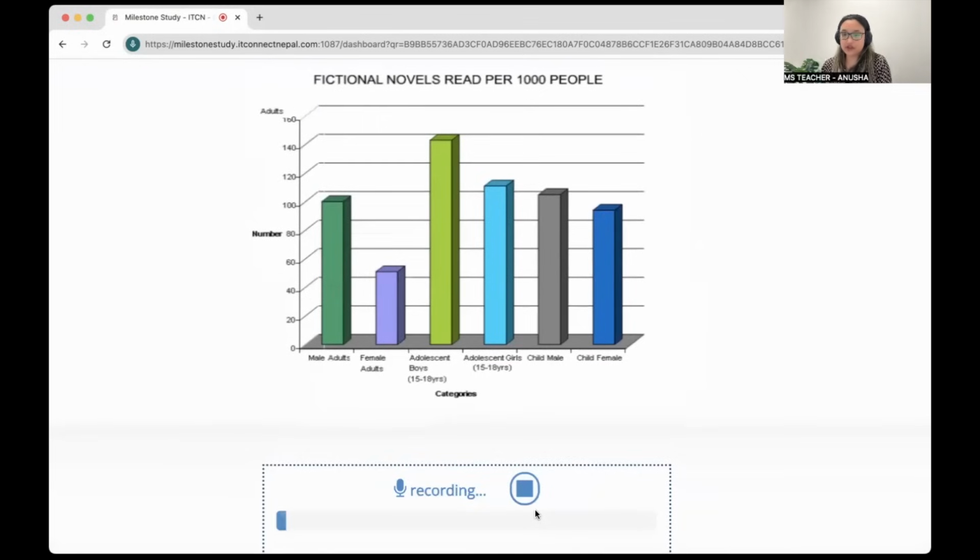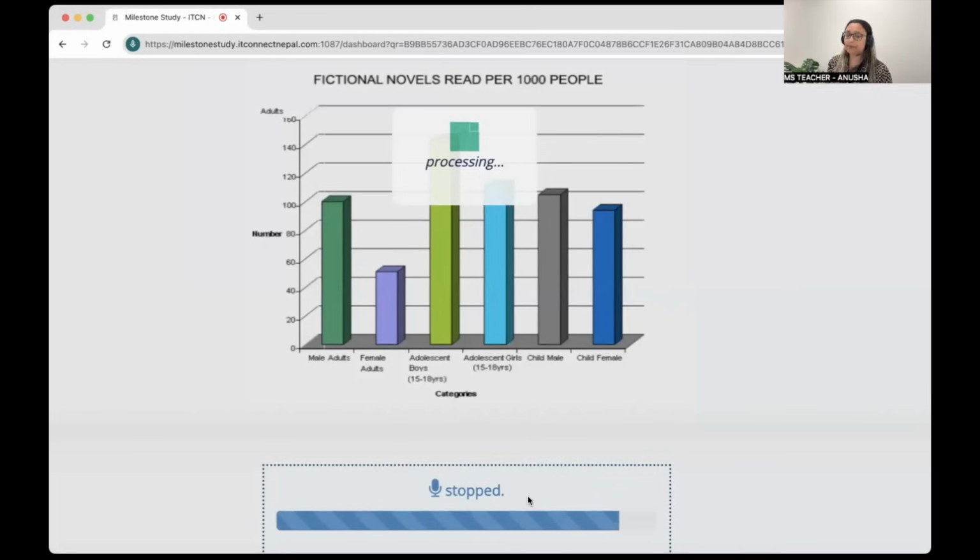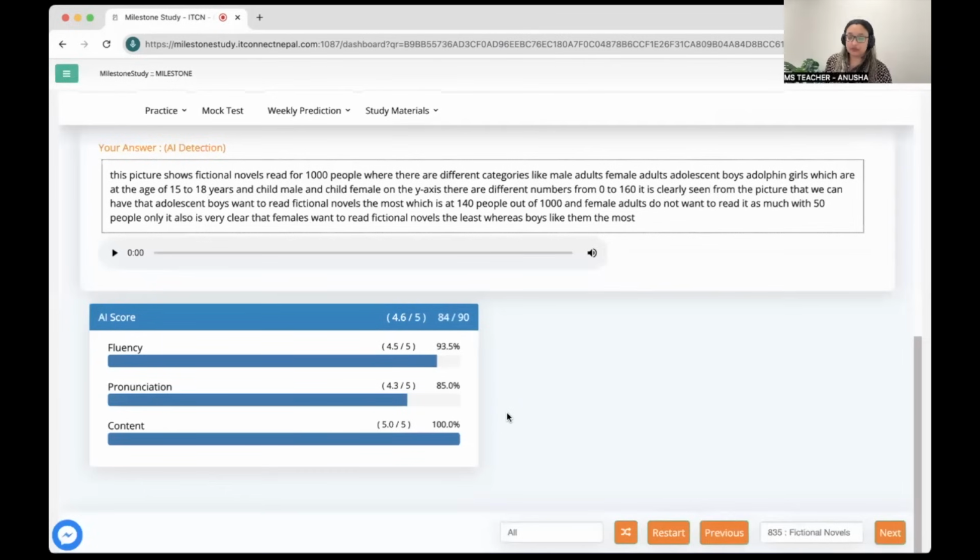This picture shows fictional novels read per 1,000 people, where there are different categories like male adults, female adults, adolescent boys, adolescent girls, which are at the age of 15 to 18 years, and child male and child female. On the y-axis, there are different numbers from 0 to 160. It is clearly seen from the picture that adolescent boys want to read fictional novels the most, which is at 140 people out of 1,000, and female adults do not want to read it as much, with 50 people only. It also is very clear that females want to read fictional novels the least, whereas boys like them the most. Okay, now here we go.